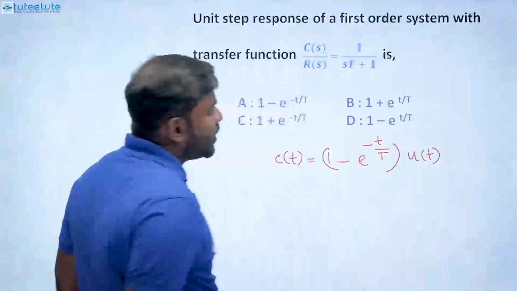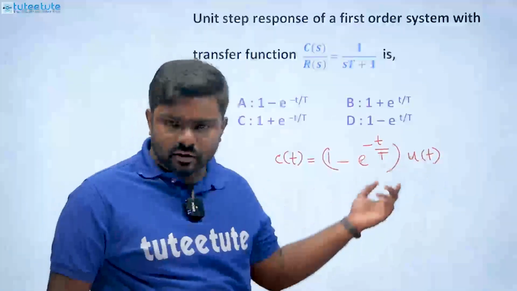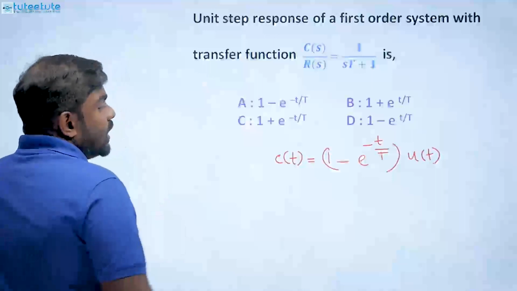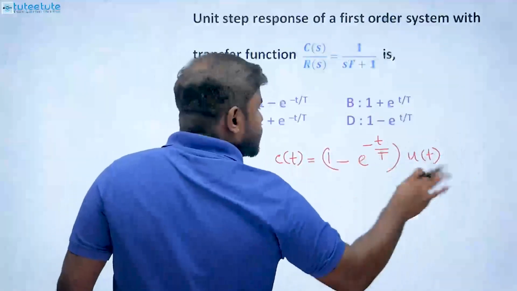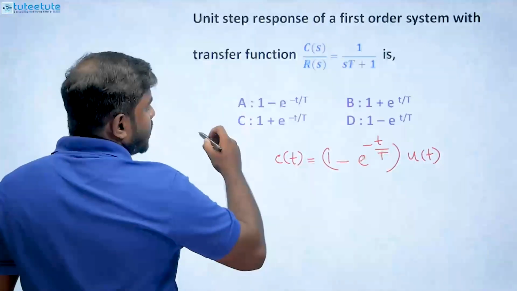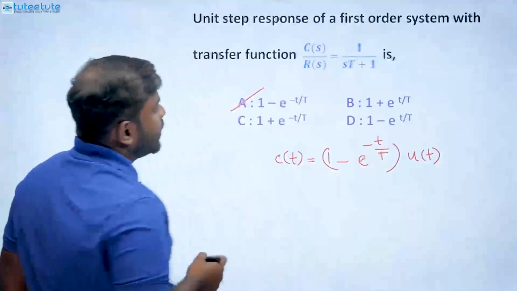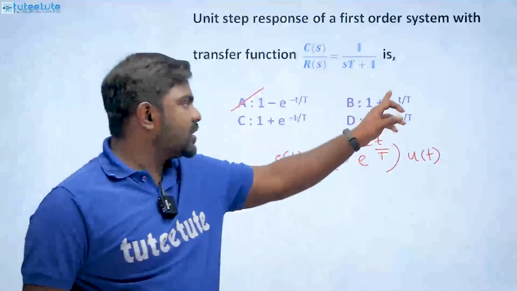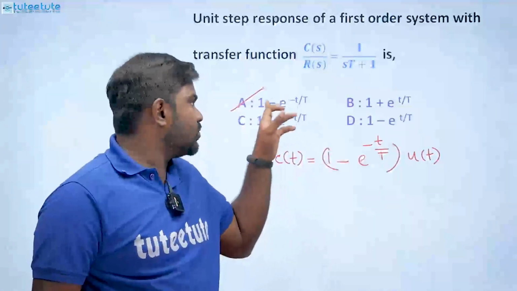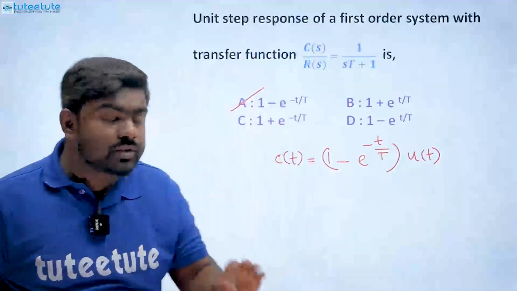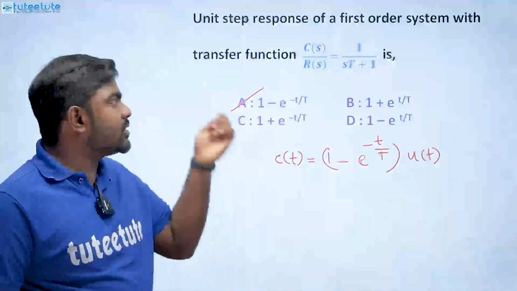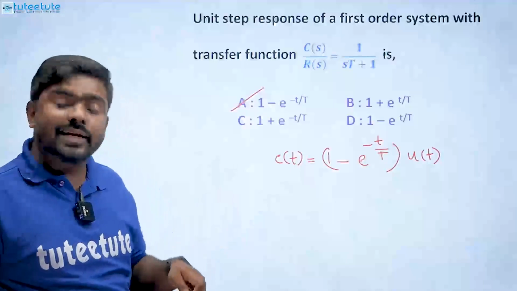I told you, if u(t) is not there, you can choose that option. If it is there, you have to choose that option. In all the options, u(t) is not present, so you can exclude that. So here the answer would be the first option itself. All other options are wrong: 1 plus e raised to t by tau, 1 minus e raised to t by tau, 1 plus e raised to minus t by tau. So the correct option, 1 minus e raised to minus t by tau, would be the exact unit step response of a first order system with the transfer function 1 by s tau plus 1.